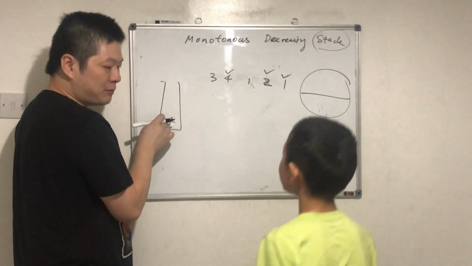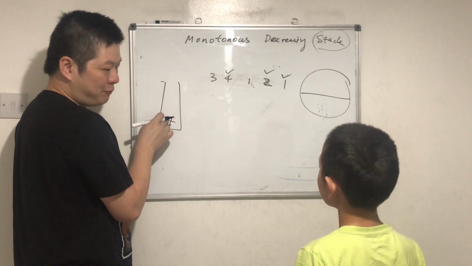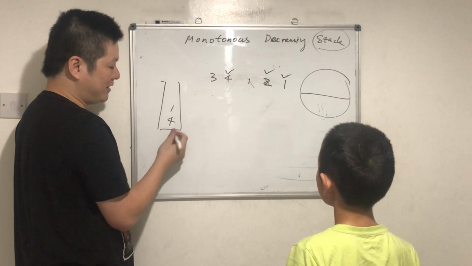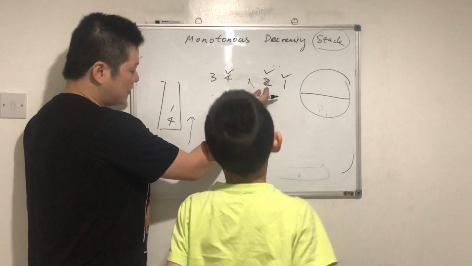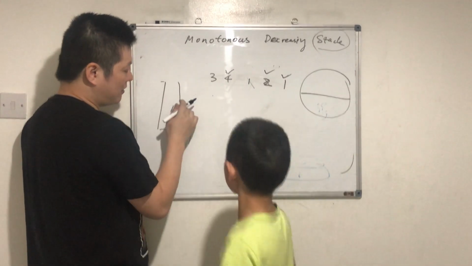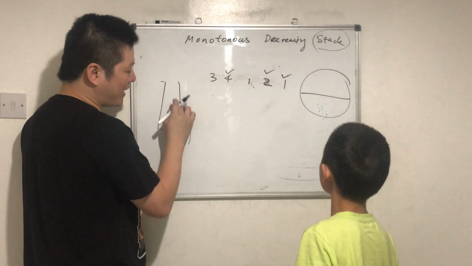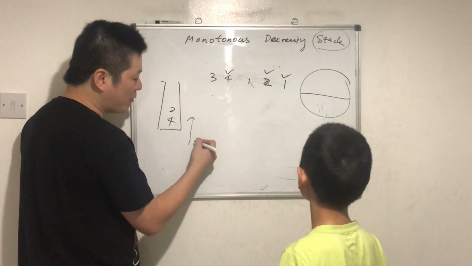Next is 1. Is 4 smaller? No, right? 4 is bigger, right? That's fine, I put a 1 in. So this direction is always decreasing, right? Then 2. You take 1 out, because a 1 and a 2 is not allowed if I put a 2 here. So it's always decreasing, yeah?